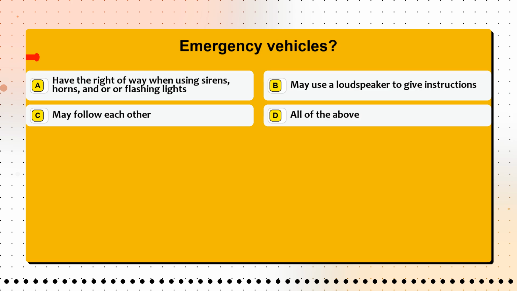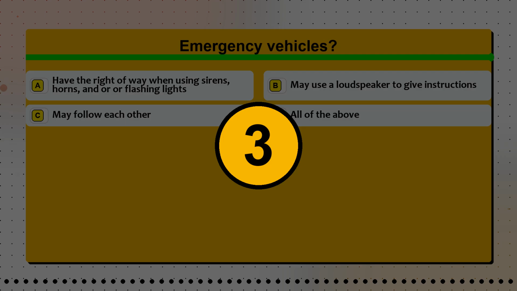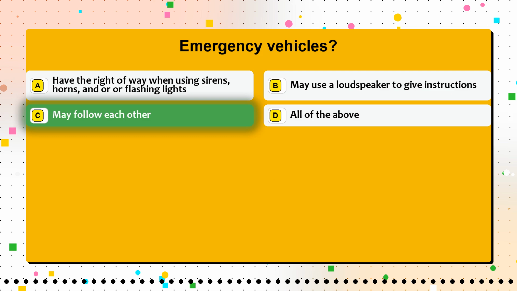Question 6. Emergency vehicles? Here are the options. Option A: have the right-of-way when using sirens, horns, and/or flashing lights. Option B: may use a loudspeaker to give instructions. Option C: may follow each other. Option D: all of the above. The correct answer is option C.